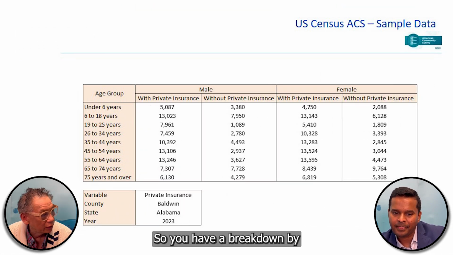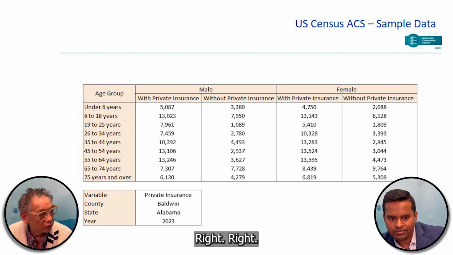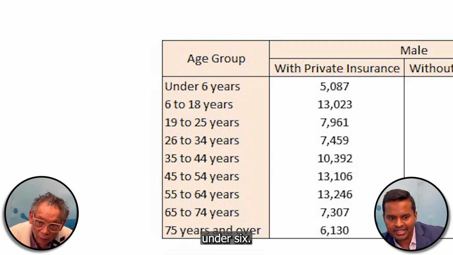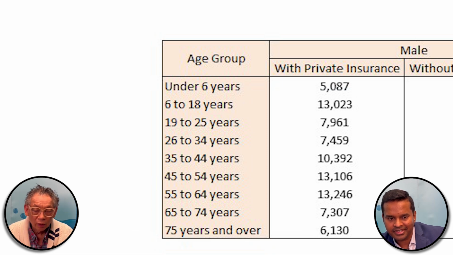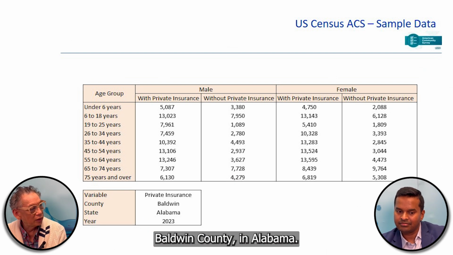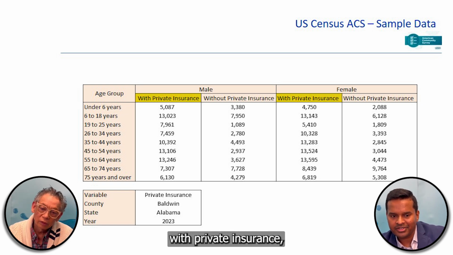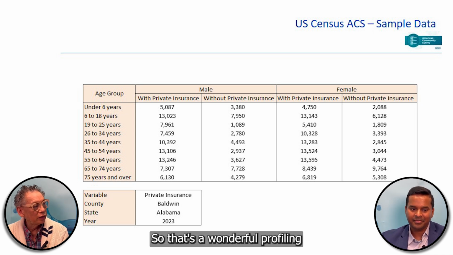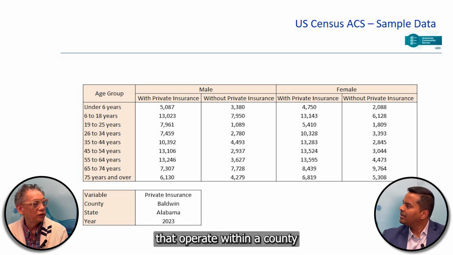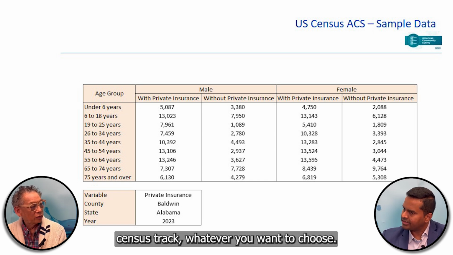You have a breakdown by male, female, and by age group. They have under 6 to 18, and then it goes in 15 year blocks. And that's for one county, Baldwin County in Alabama. Then people with private insurance, people without, male, female. So that's a wonderful profiling of the patients and the physicians that operate within a county or zip code or census tract, whatever you want to choose.